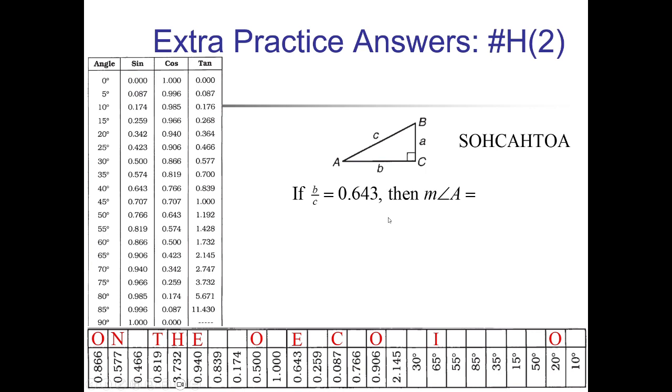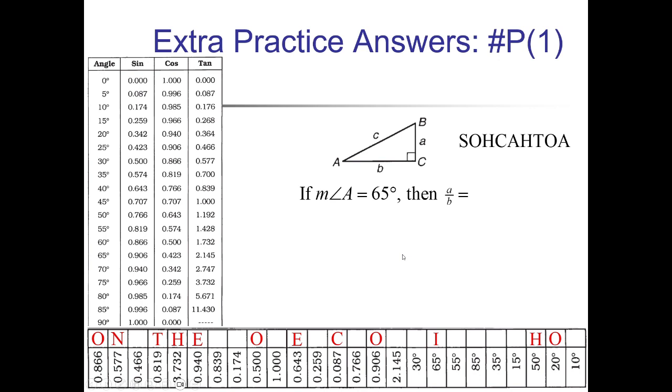Now we're told that B over C is 0.643, and we want the measure of angle A. Based off of A, B is the adjacent and C the hypotenuse. So they're essentially telling us that the cosine of A equals 0.643. So let me go to my cosine column now, right here, and look up 0.643. They go in numerical order at least. So there's 0.643 right there. That goes with an angle of 50 degrees. So that means 50 is going to be the measure of angle A. And then that is going to be right there. Let's put an H right there.